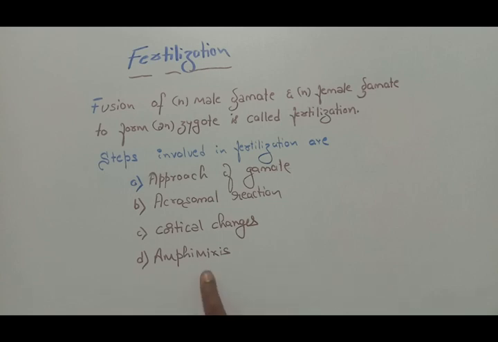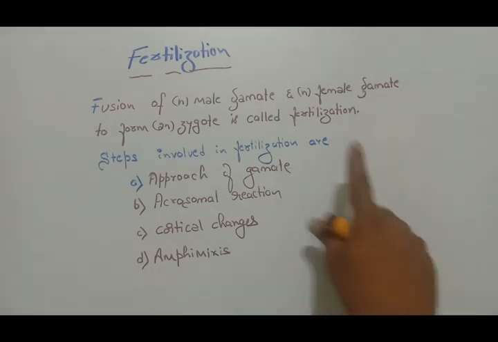So what is amphimixis? It is nothing but the male pronucleus fusing with the female pronucleus to form diploid zygote, which is called amphimixis, and this is nothing but fertilization.